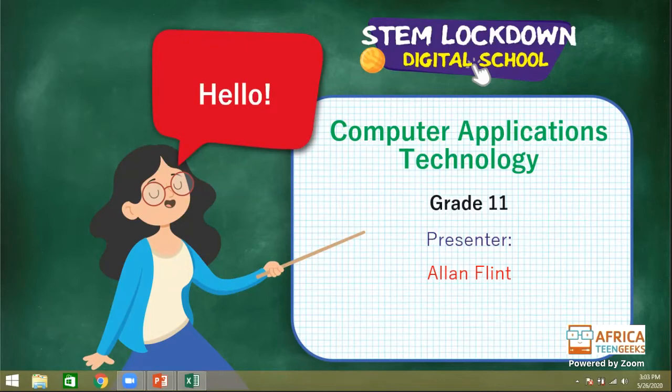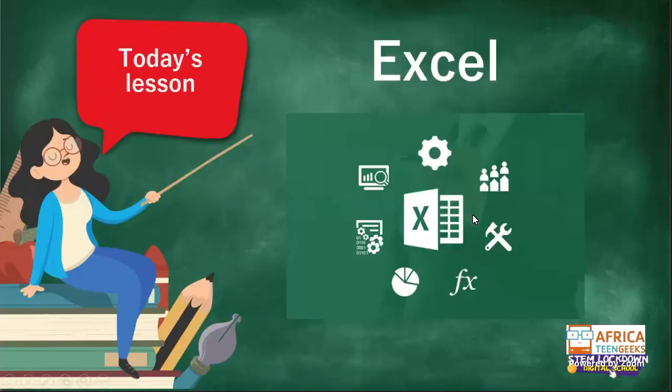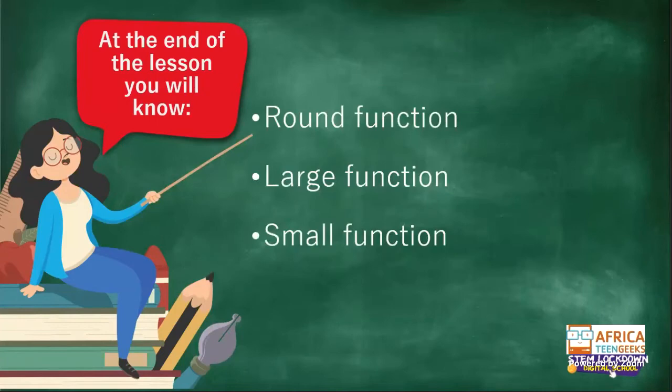So here we go. We are going to start with the lesson for today. By the end of this lesson, hopefully you will have a better understanding of the 3 functions that we are looking at. We are focusing on Microsoft Excel, and today we are going to look at the round function, the large function, as well as the small function. I'll be going through a couple of pointers and a bit of theory behind the round function and the large and the small function. And then I'll be looking at specific examples and showing you how to complete these functions in different ways.